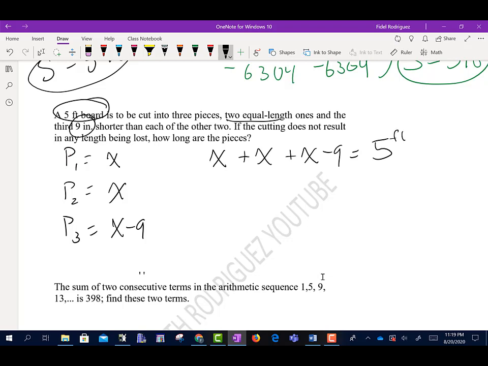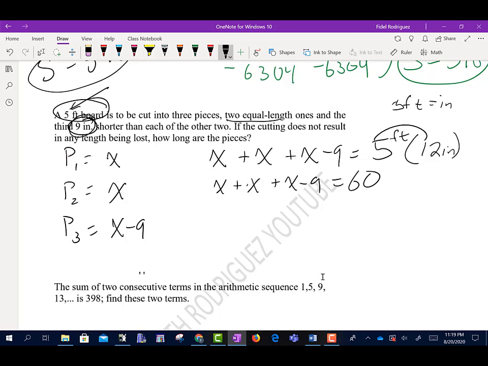Now, I'm going to put this feet right here, and the reason why I want to put that there is, notice this is in inches, but this is in feet. I need to convert this 5 feet into inches. So remember, how many inches are in a foot? 12 inches. So this is going to be x plus x plus x minus 9 equals 5 times 12, which will be 60. Now I can go ahead and solve my problem.